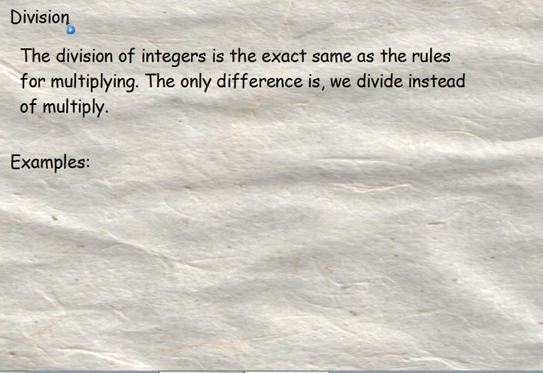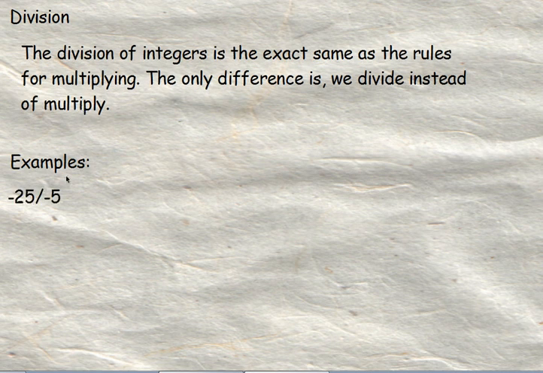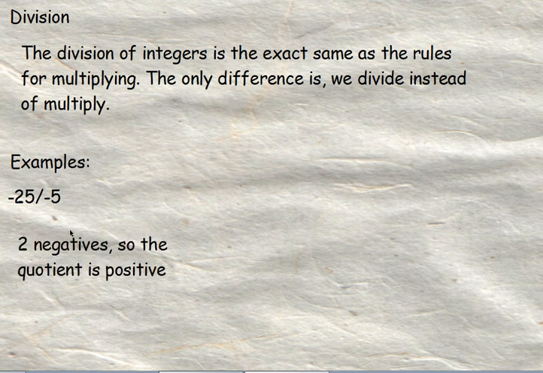Alright, so division. The division of integers follows the exact same rules as multiplying. The only difference is we divide instead of multiply. So for example, if I had negative 25 divided by negative 5, again, just count the negative signs. I got 1, 2. So since there are 2 negatives, we know that my answer is going to be positive. So 25 divided by 5 is 5. Since we had 2 negatives, the answer is positive.